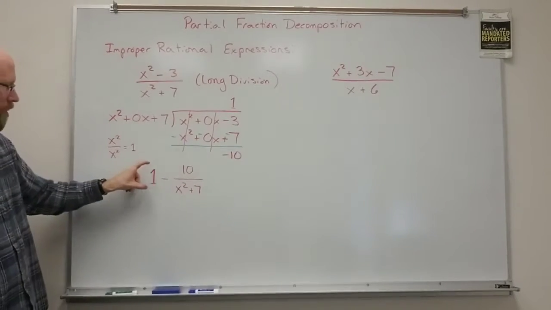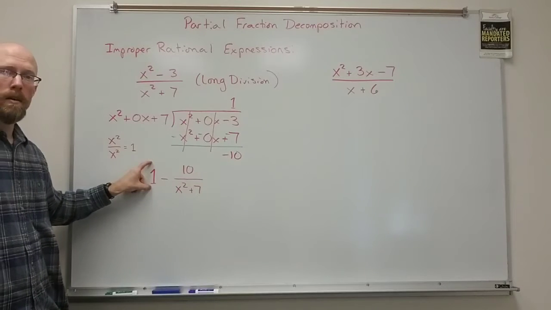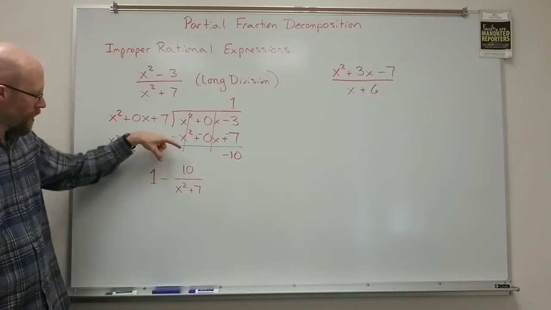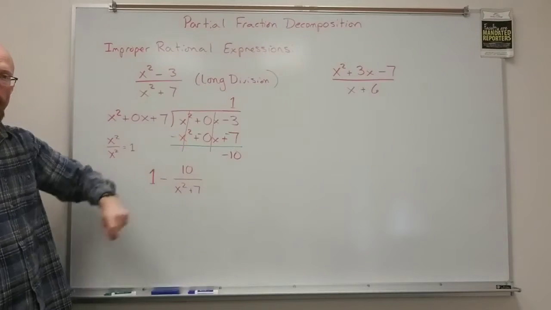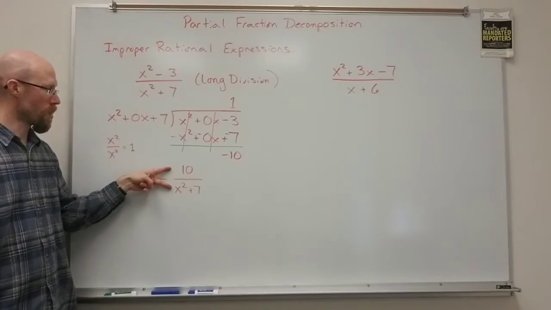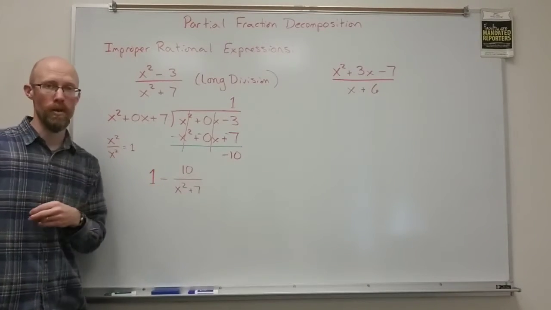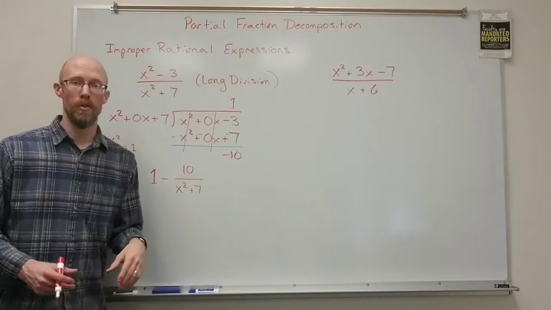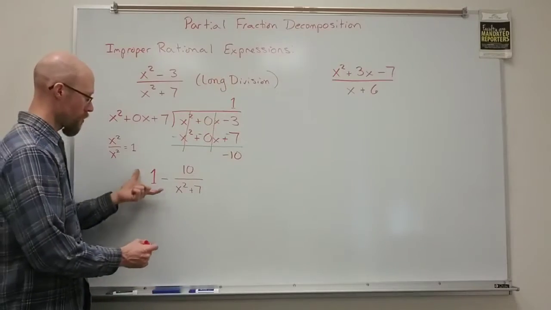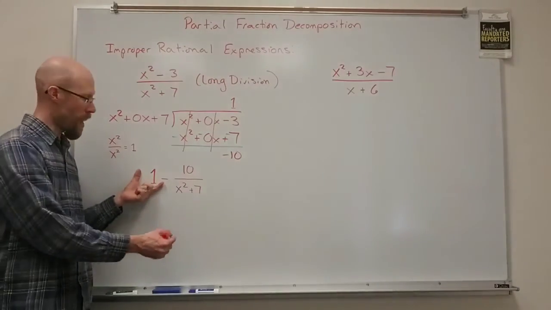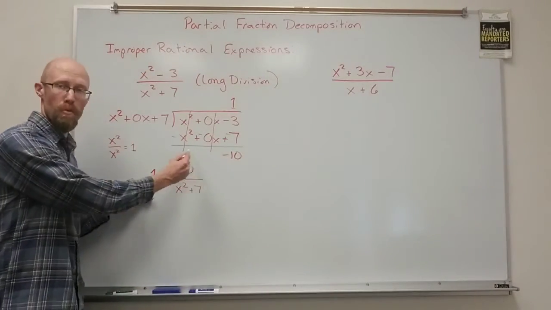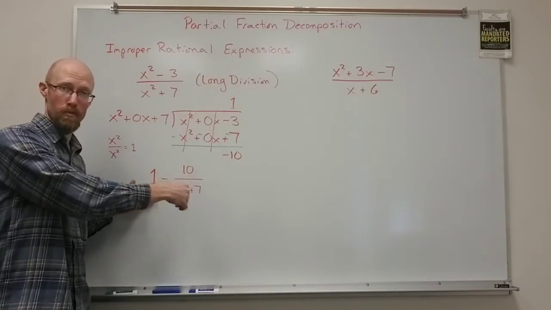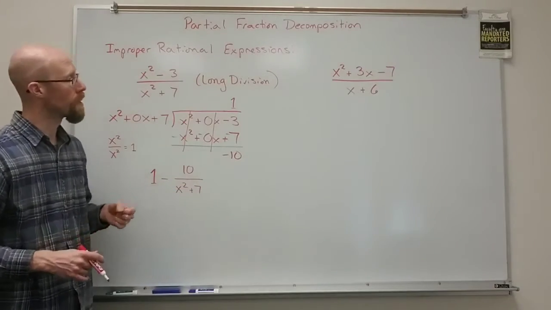And so we now have a polynomial, technically, and a proper fraction, a proper rational expression, where the top has smaller degree than the bottom, okay? So that's one example. If we were doing a partial fraction decomposition, I would keep the 1 off to the side, and then I would just have to work with this proper fraction or proper rational expression part.